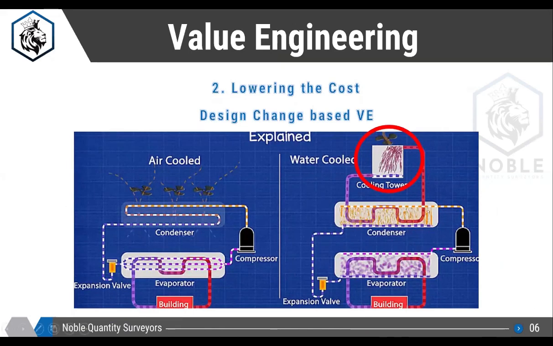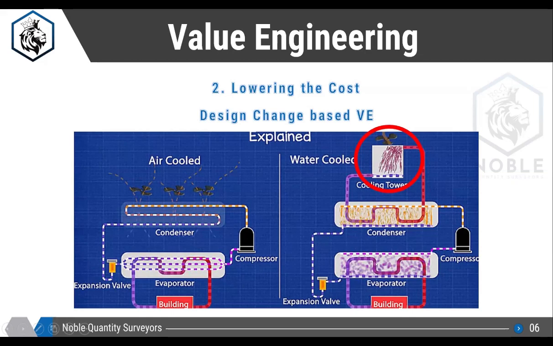For the water cooled chiller, with the chillers you should have one cooling tower also. If a mall has 1000 TR, 4 chillers, it should have one cooling tower to cool the condenser. Okay, what you can do is increase the number of chillers and eliminate this cooling tower. So it's a kind of value engineering which is design based.